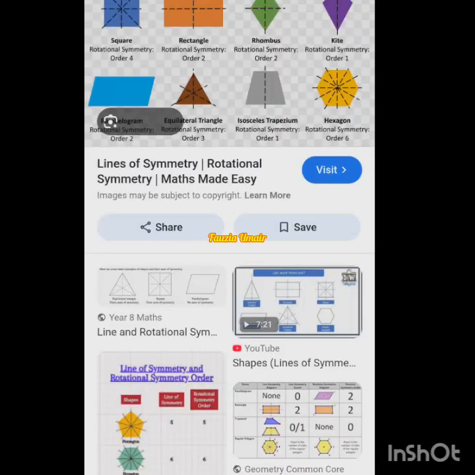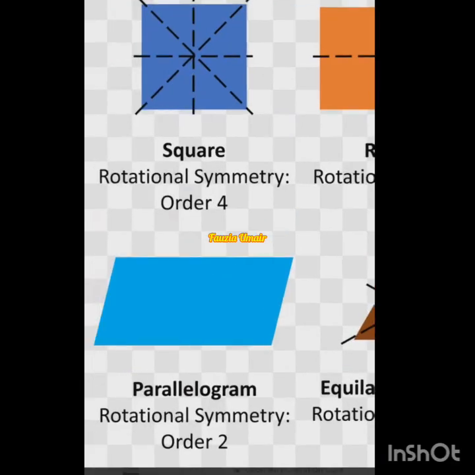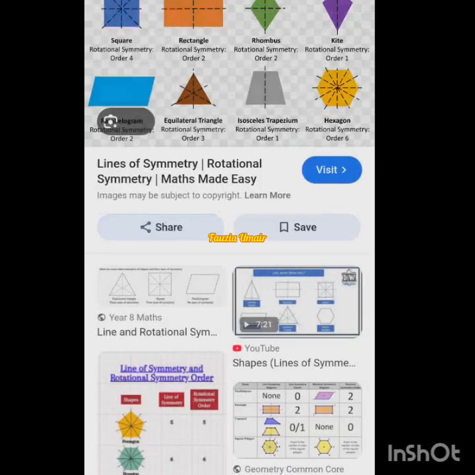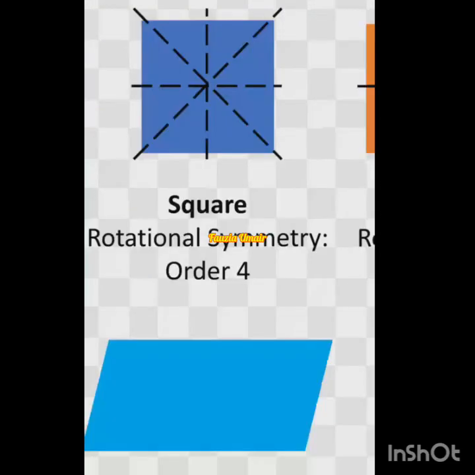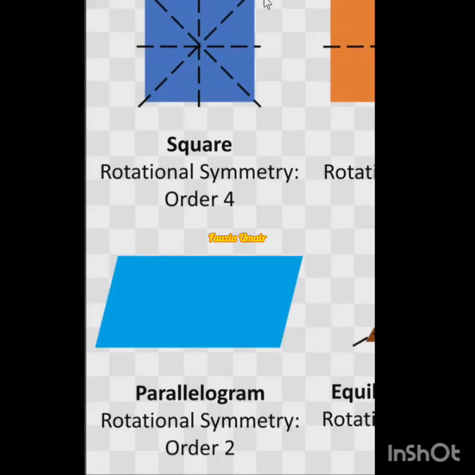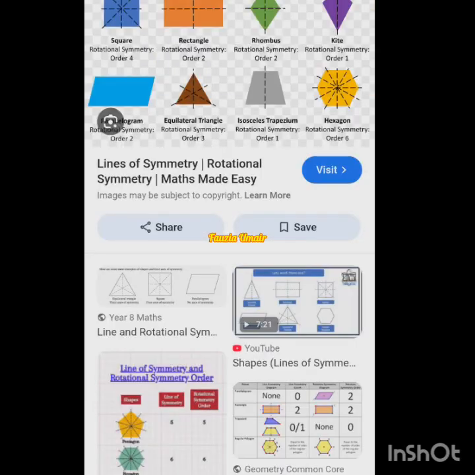So some shapes I wanted to show you. Can you see on your screen, Janet? Yes, ma'am. So what is this first shape? Ma'am, it's clear. It's a square. How many lines of symmetry? Four. Line of symmetry is four. And what is the rotational symmetry? Four. Rotational symmetry is also of order four. Like for example, if I call this point A, this point will rotate.